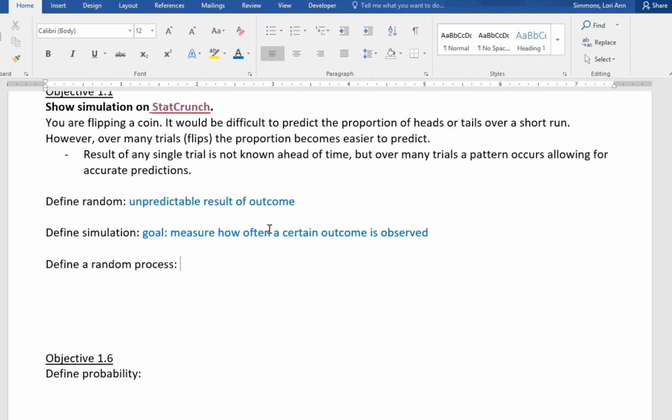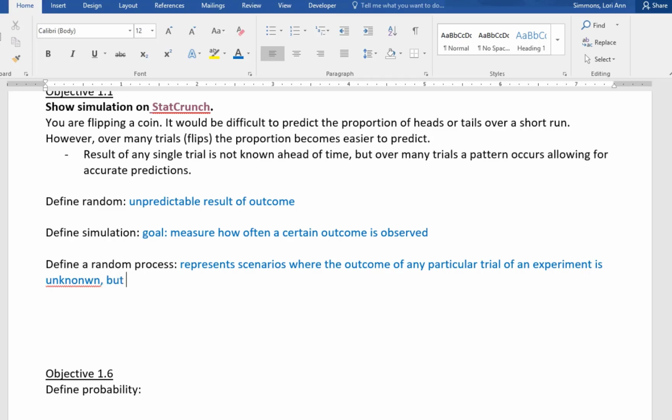Define a random process. This represents scenarios where the outcome of any particular trial of an experiment is unknown, but the proportion, or relative frequency that we learned in an earlier chapter, with which a particular outcome is observed approaches a specific value.